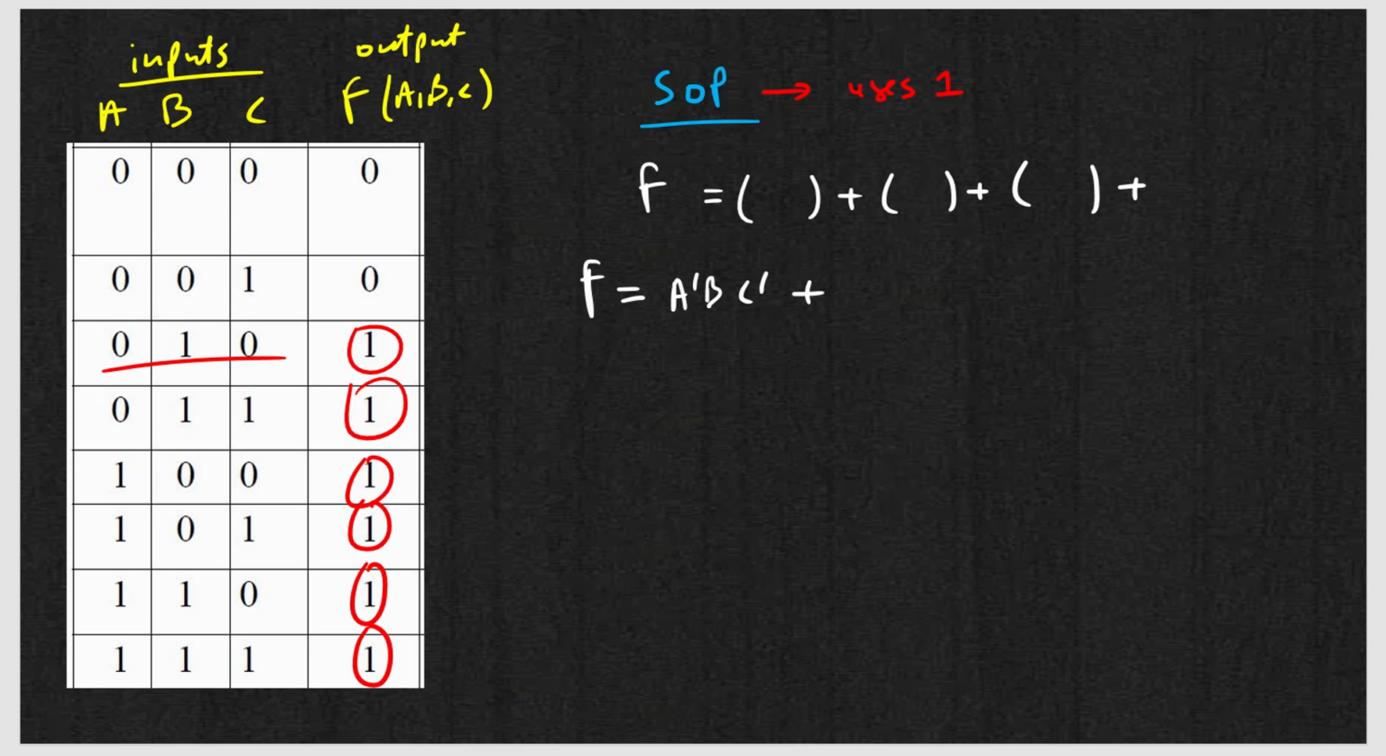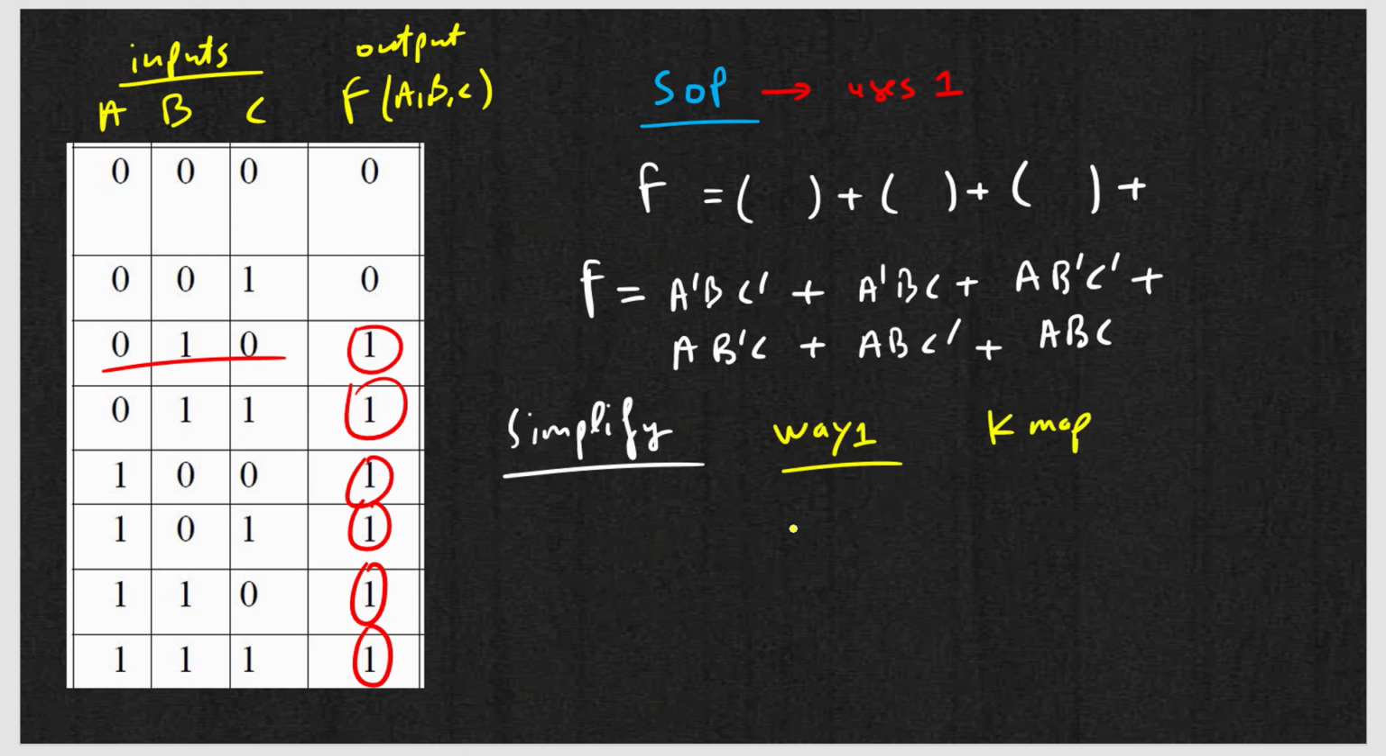So then we have this minterm A prime, B, C. Agree? Yes. And then we have A, B prime, C prime. Very good. And then A prime, C. And then we have A, B, C prime. Then A, B, C. Perfect. Now we have to simplify, right? Let's use the K map.